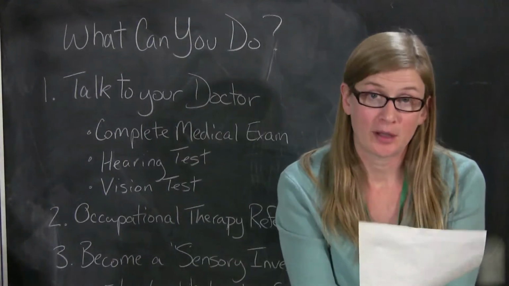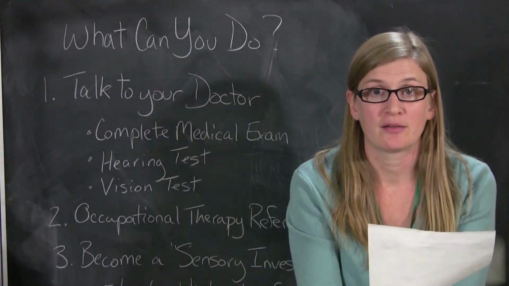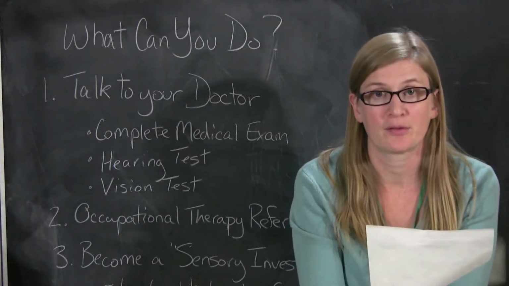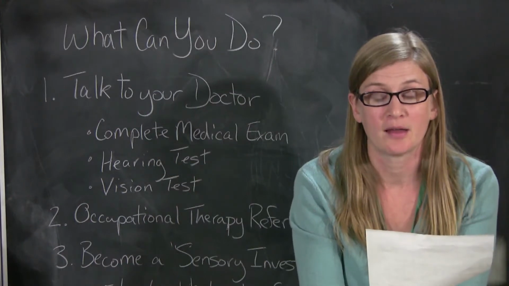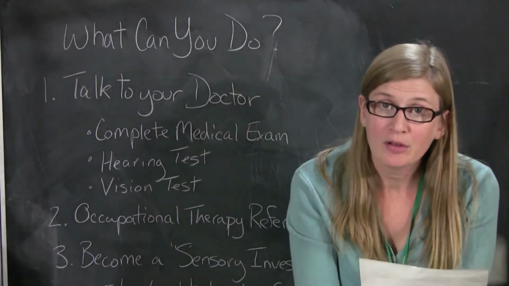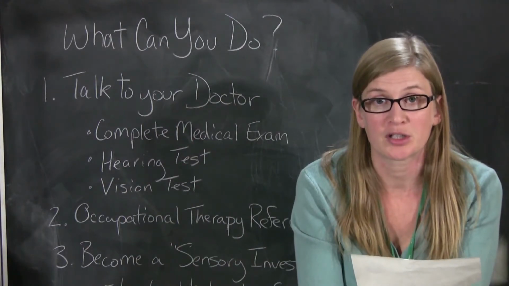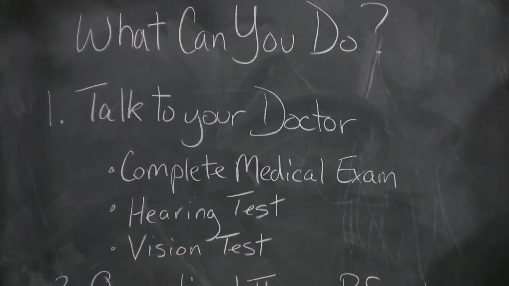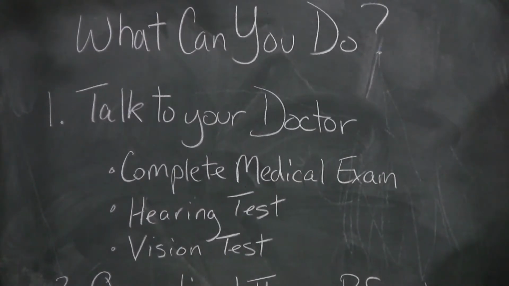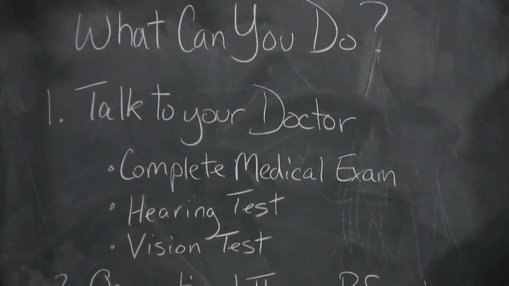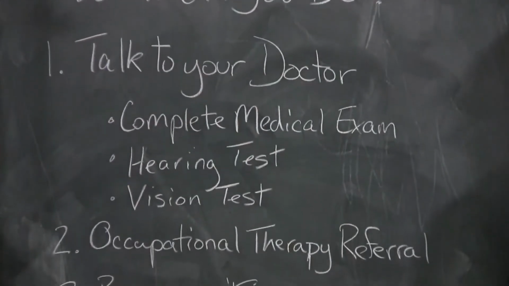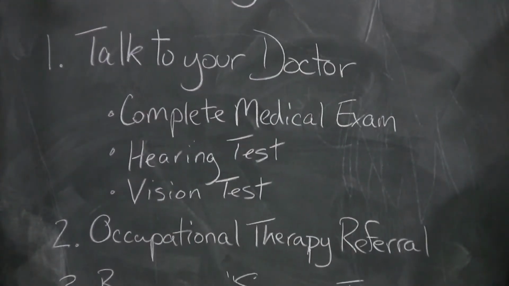The last but not least commonly asked question is, what can I do if I have concerns about my child's sensory processing? First, if you haven't already, discuss your concerns with your doctor or other healthcare practitioner. It's important that your child be investigated for medical or health problems. They should have a thorough medical exam and have their vision and hearing tested. Ask for a referral to occupational therapy.